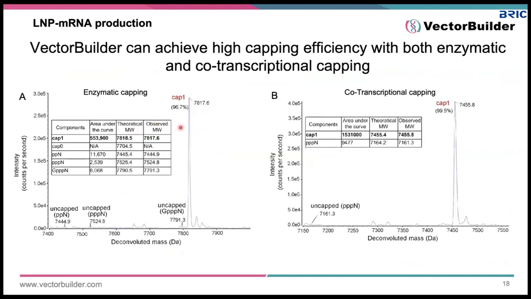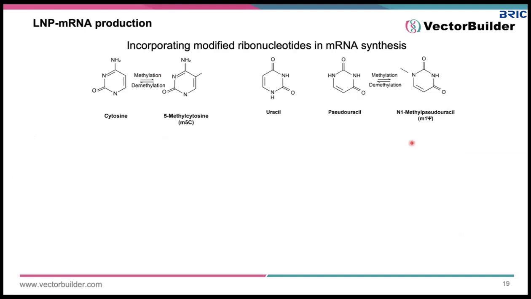For example, in this case, the enzymatic capping yielded 96.7% capping, and in this case, co-transcriptional capping yielded 99.5% capping. And in our understanding, we don't think there's one perfect capping strategy for all cases. And we would like to evaluate your case, your applications of the mRNA, and your timeline to suggest the proper capping solution for that case.